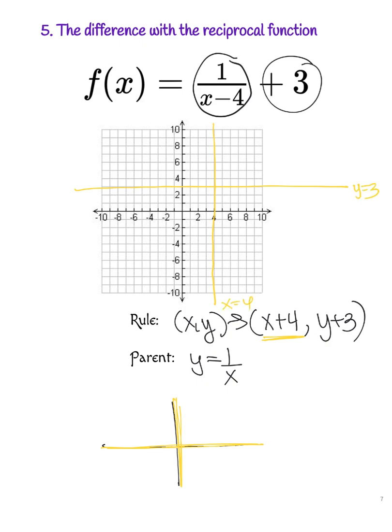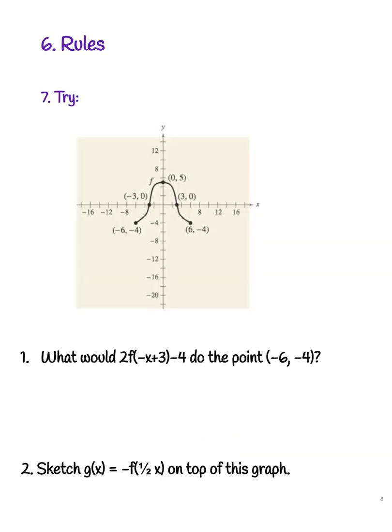And then I'm just going to quickly sketch the graph in quadrants 1 and 3. If there were a negative in front, then it would have been in the other 2 quadrants. Okay, and so here's a graph of a function. And the first question is, what would 2f of -x plus 3 minus 4 do to the point -6, -4?